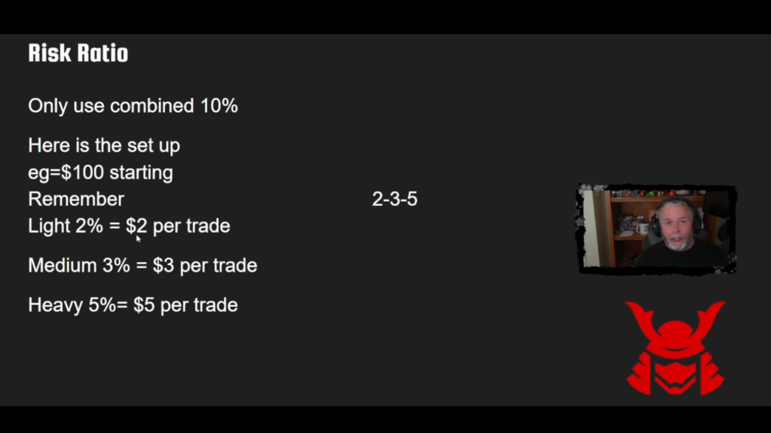So when we're setting up, we just set up all 3 wallets. We're going to take the 2%, and that's going to be $2 a trade. The 3%, $3 a trade. 5%, $5 per trade, okay? Super easy. So just remember 2, 3, 5 when it comes to that position.